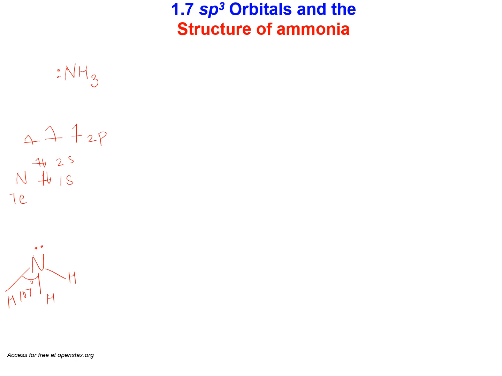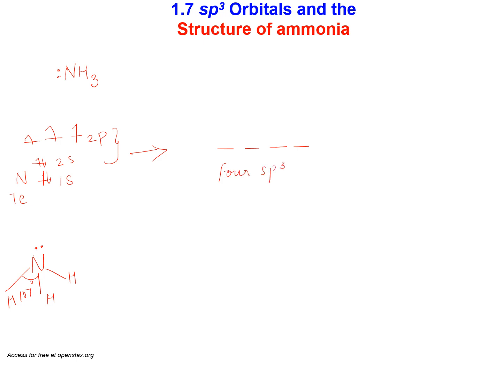Now, knowing that we have 3 single bonds and a lone pair of electrons, the nitrogen again undergoes hybridization using its 2s and 2p orbitals to give 4 sp3 hybrid orbitals. So we have 1, 2, 3, 4 orbitals taking part in the hybridization, and they result in the formation of 4 sp3 hybrid orbitals.